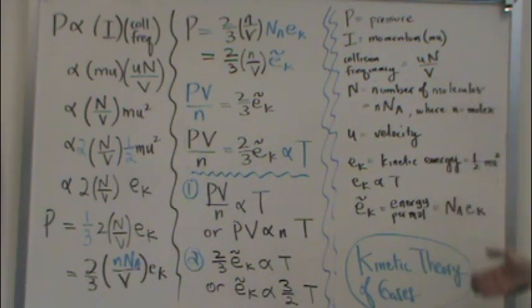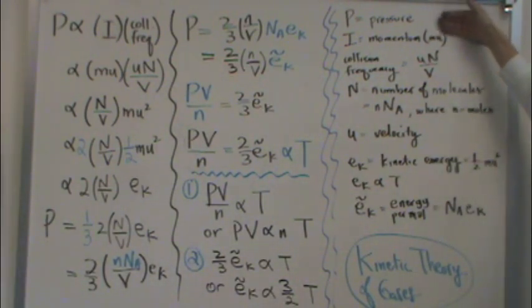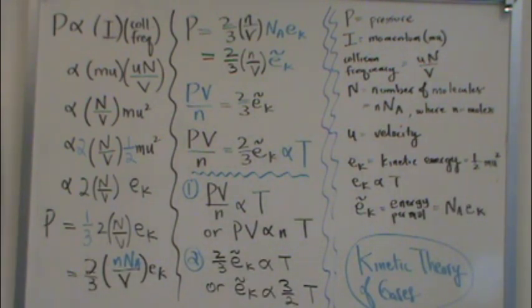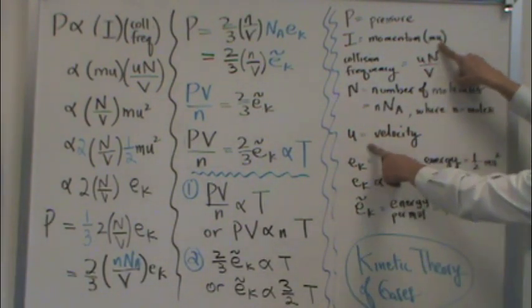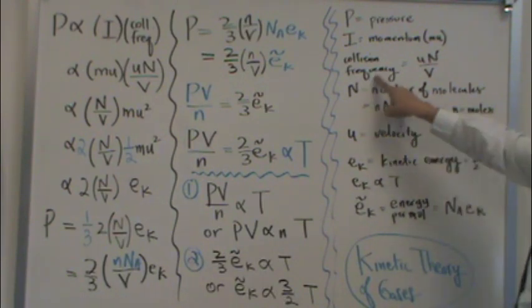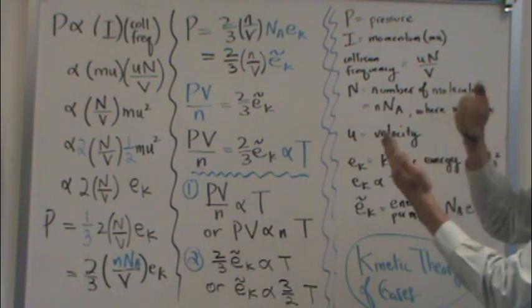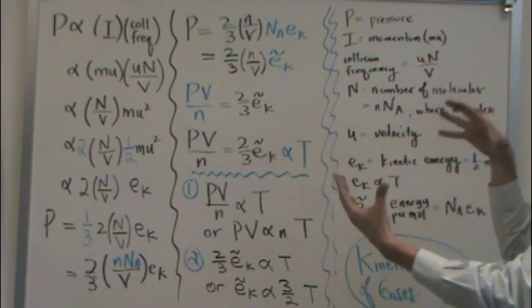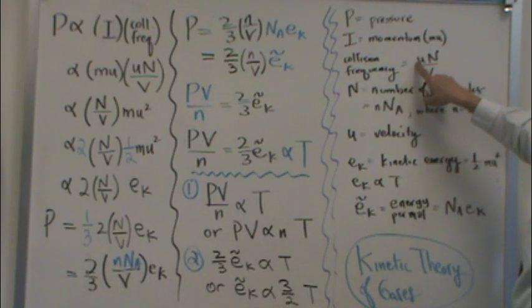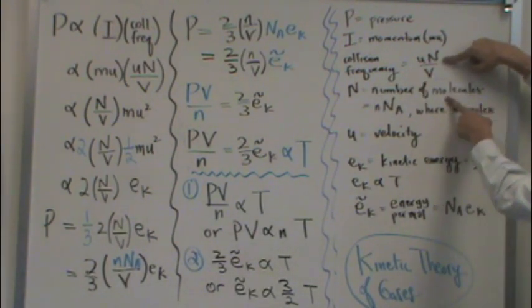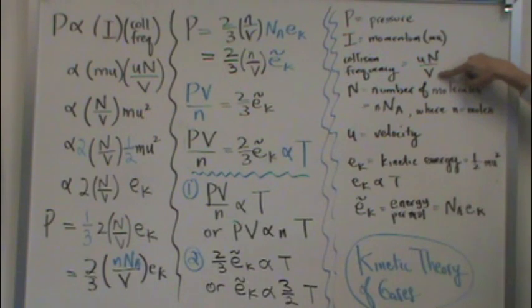So here's what's going to happen. First, let me give you a couple definitions. So we're going to look at the right-hand side. P is pressure. You're going to see I, momentum. So sometimes that's lowercase p in other textbooks, but here we're going to use momentum. That's mass times velocity. So U is velocity. You're also going to see collision frequency. So how often a gas hits or collides with, say, other gases or the wall of a container. That's equal to the velocity times n, the number of molecules, divided by V, the volume. So capital V volume, like in other chapters.